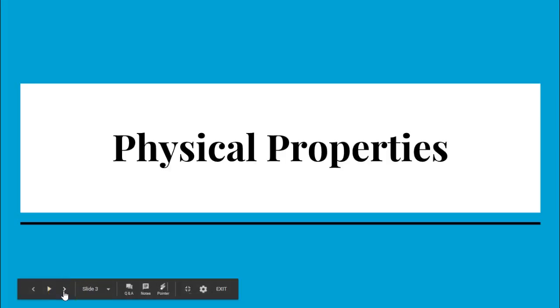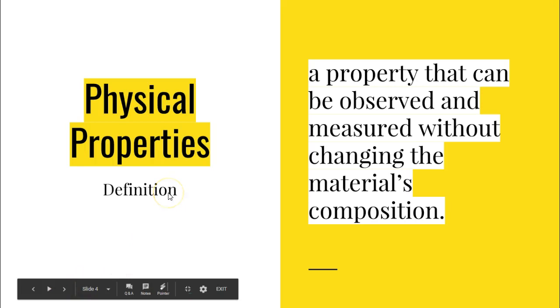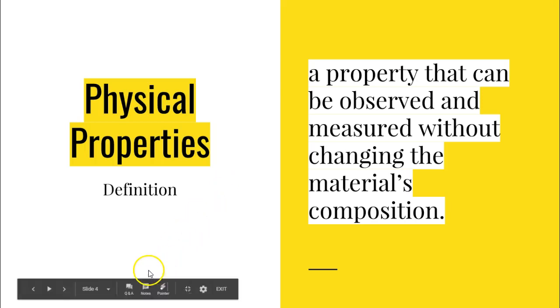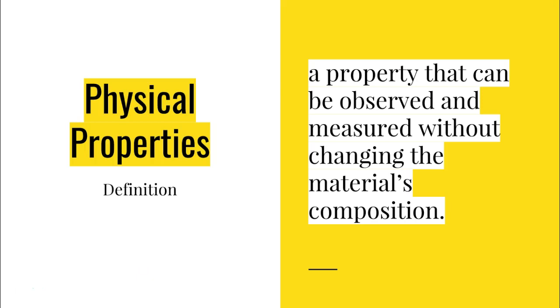Physical properties. We've been throwing these words around, so hopefully this definition is familiar to you. It's a property that you can observe using your five senses, and it can also be measured without changing the material's composition. So on Monday, you guys responded with what a physical property in your words was. Here is the actual definition.